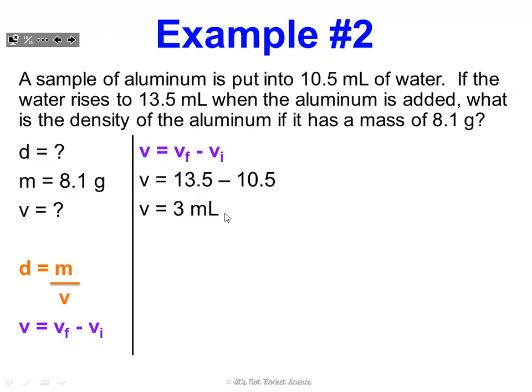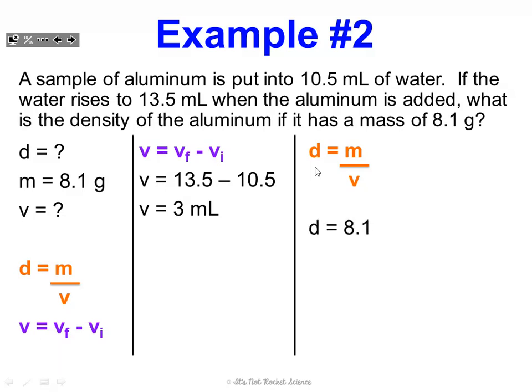So that ends up being in milliliters here. That's just how much the water level went up. But we know that because aluminum is a solid object, I'm going to actually transfer the volume from milliliters to centimeters cubed. And that's what I want my final volume in my density to be in, because milliliters and centimeters cubed can be swapped in and out.